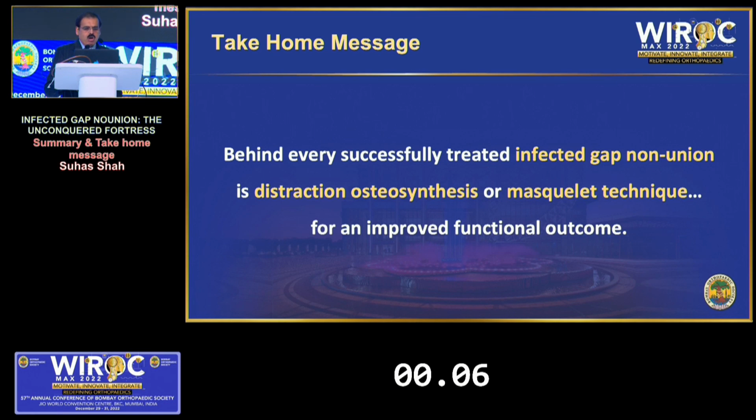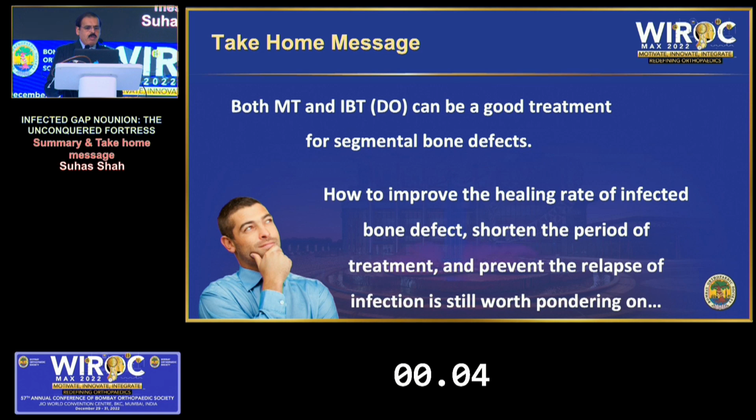So take home messages: behind every successfully treated infected gap non-union is distraction osteosynthesis or the Masquelet technique for an improved functional outcome. Both MT and distraction osteogenesis can be a good treatment for segmental bone defects. How to improve the healing rate of infected bone defects, shorten the period of treatment, and prevent the relapse of infection is still worth pondering.